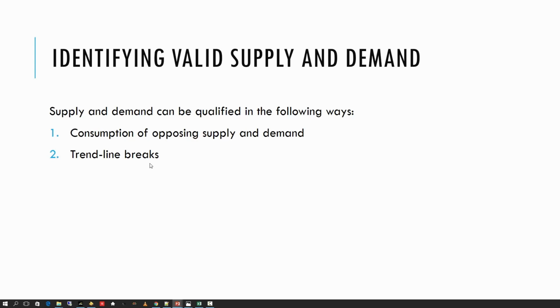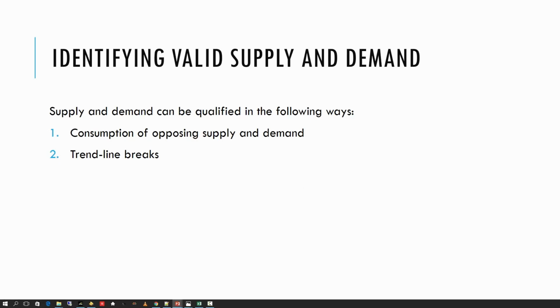Additionally, we have something called a trend line break. We use trend lines to define the structure of a market. So if we have an area of supply and demand which is strong enough to break the structure of the market, then we know that there is enough muscle in this area of supply and demand to cause the break, which also qualifies the area of supply and demand. We'll look into this in greater detail shortly.